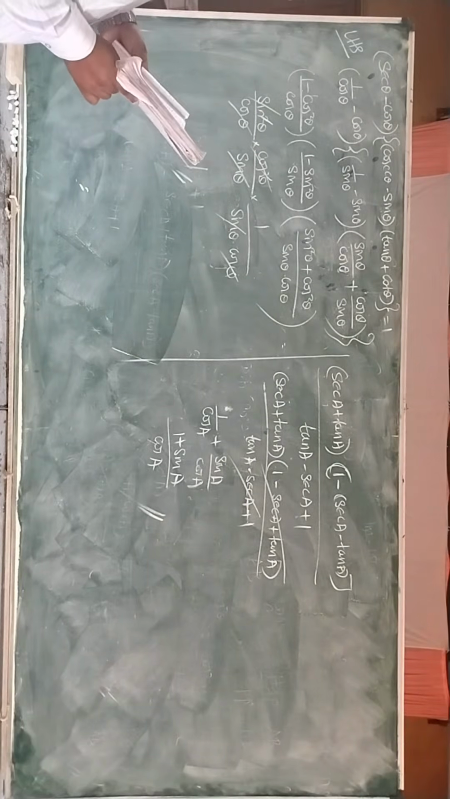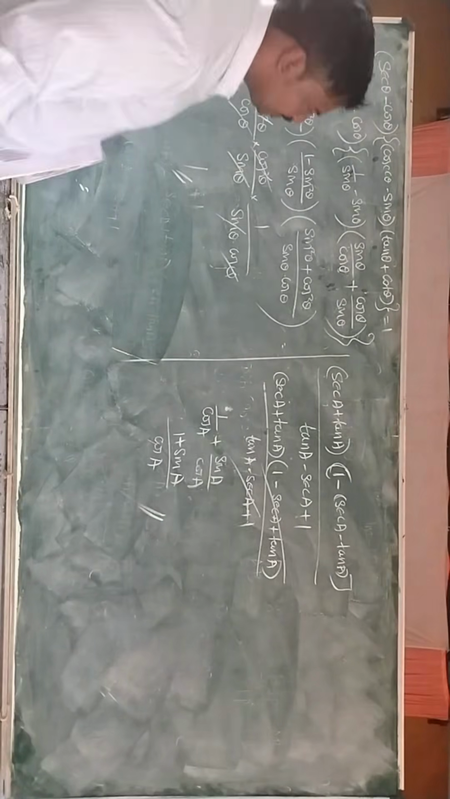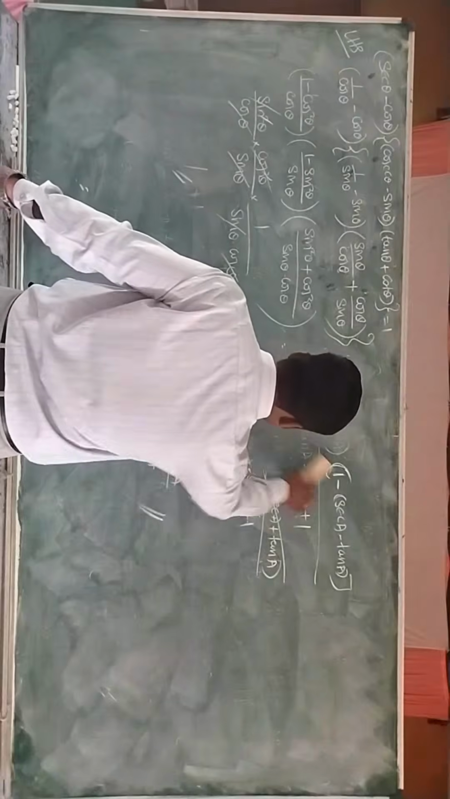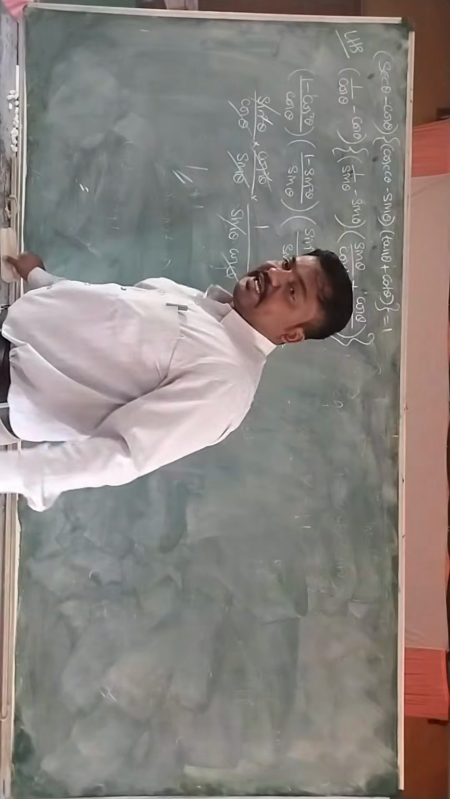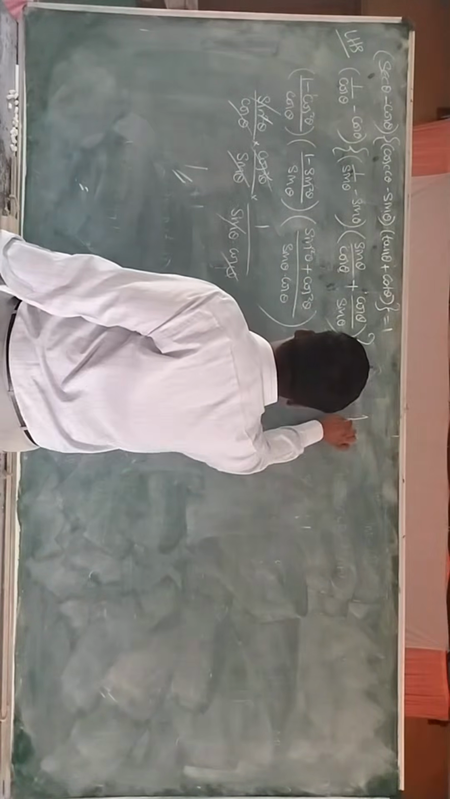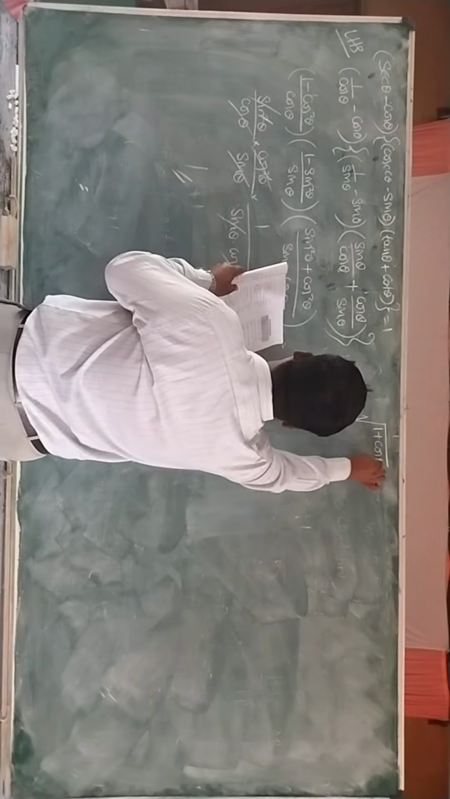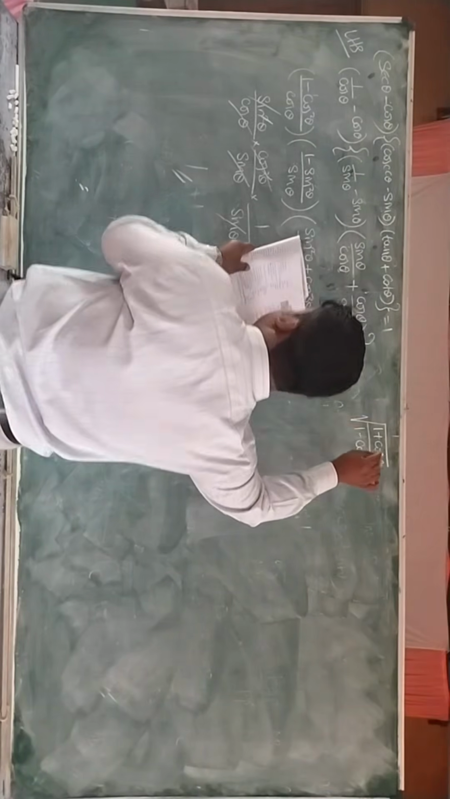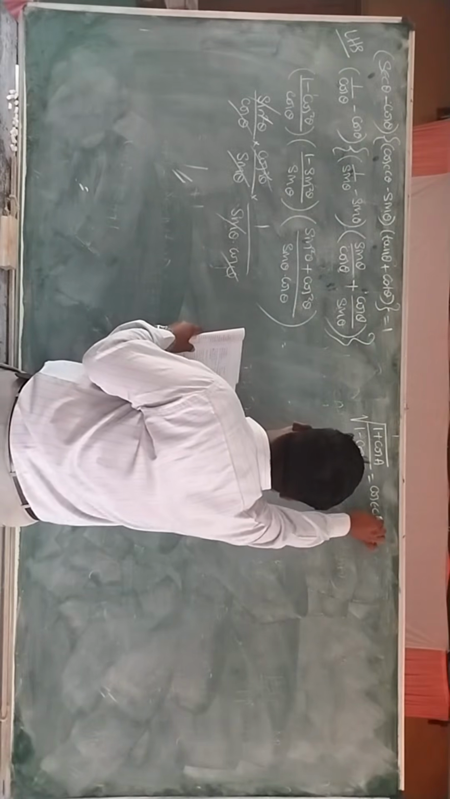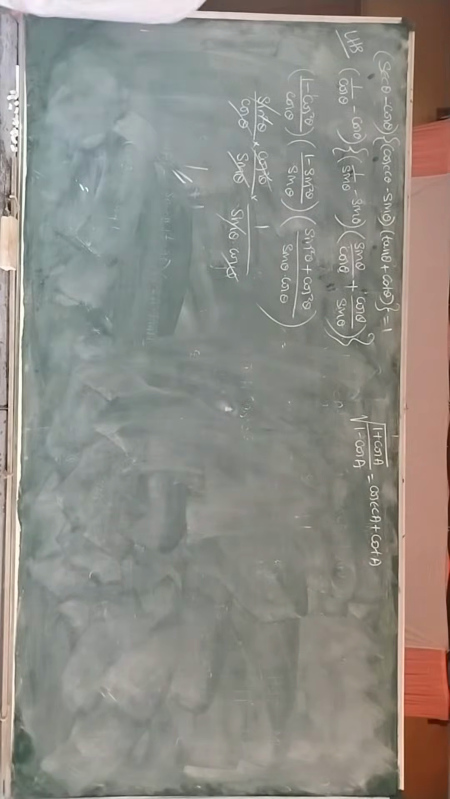Prove that, under root 1 plus cos A. Most repeated question it is. I think 5 to 6 times the same question appeared in the board examination. Under root 1 plus cos A divided by 1 minus cos A is equal to cosec A plus cot A.